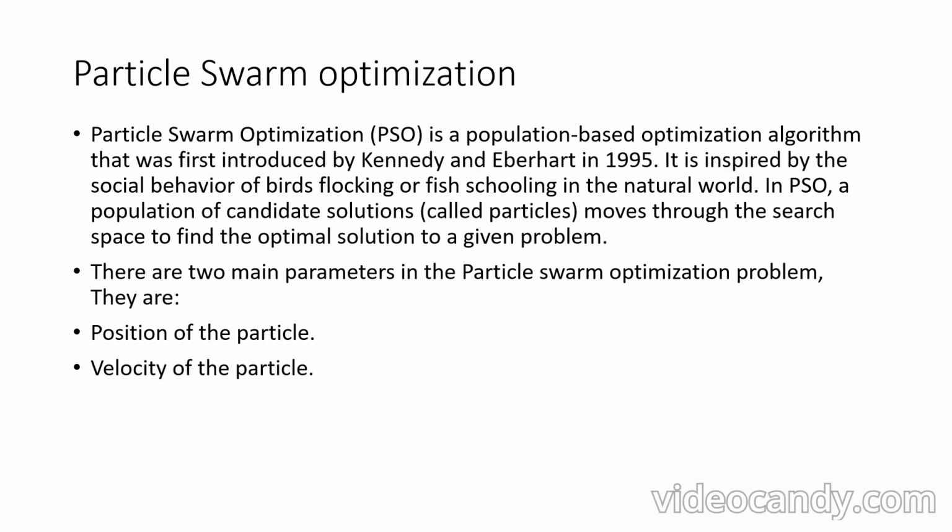So for every PSO problem there are going to be two main parameters: position of the particle and velocity of the particle. These two are very important because they will give the experience of the particles and update it so that they reach the best possible position.